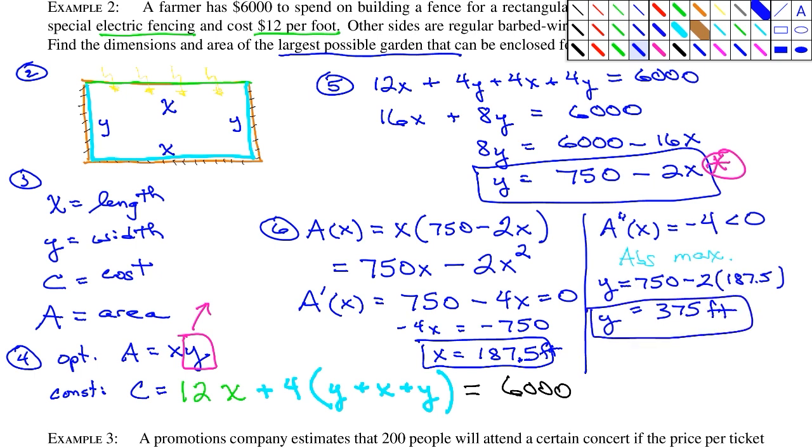And then the last part was to find the area. Well, you can just multiply these together. You multiply them together, you get 70,312.5 square feet.